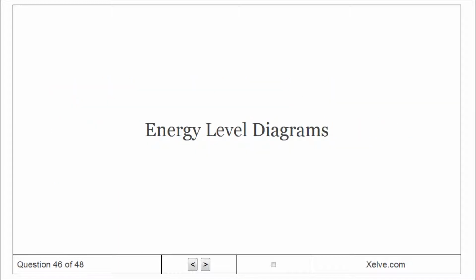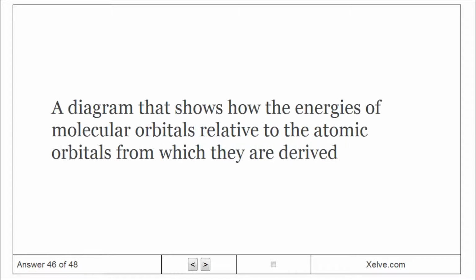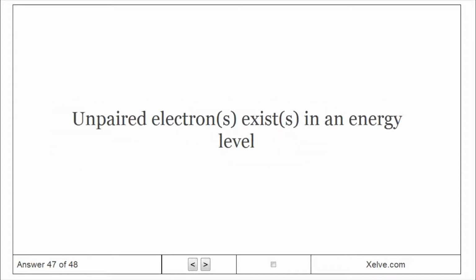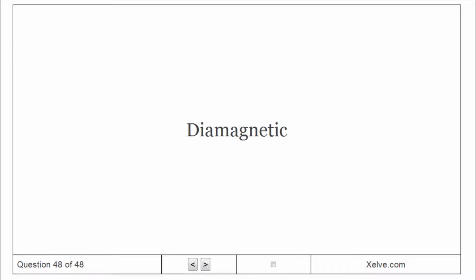Energy level diagrams. A diagram that shows the energies of molecular orbitals relative to the atomic orbitals from which they are derived. Paramagnetic: unpaired electrons exist in an energy level. Diamagnetic: all electrons are paired.